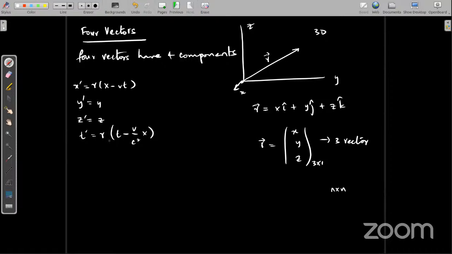Now, by convention, only by convention, we prefer to write t first. Okay, the time is written first.